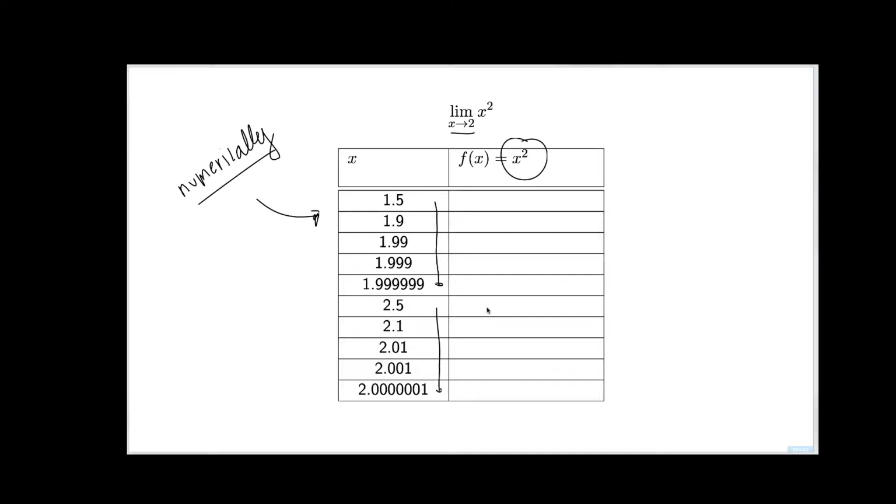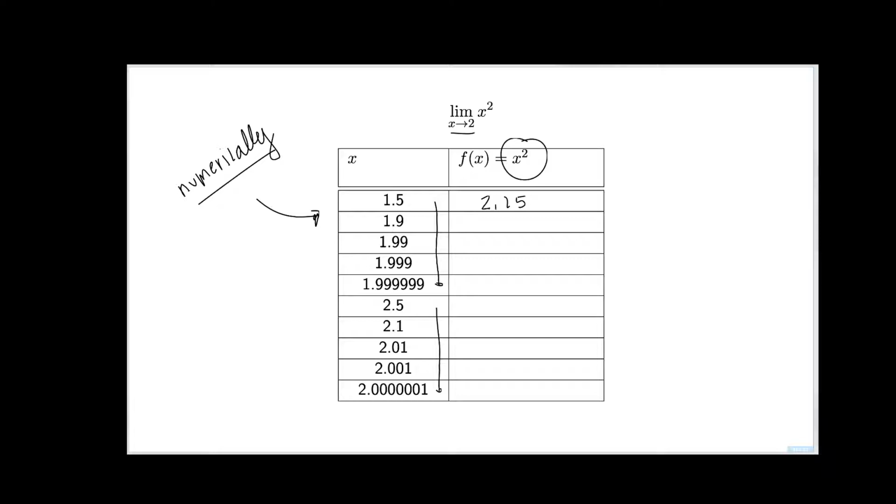Go ahead and pause the video at this point and compute for yourself. When x is equal to 1.5, what is x squared? You can use your calculator to do this if you want. This one will be 2.25. So compute the value of x squared for all of these values of x. Go ahead and fill in the table, and then when you're ready, come back and restart the video and I'll fill in all of the values for you.